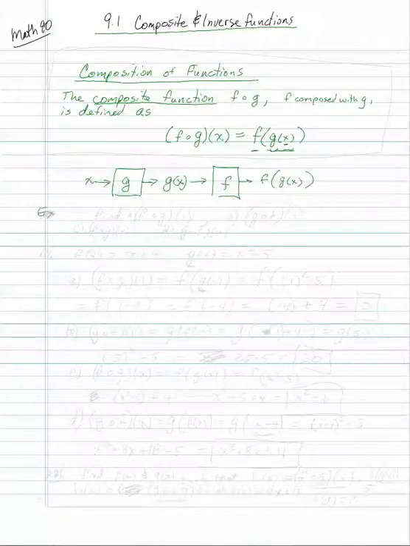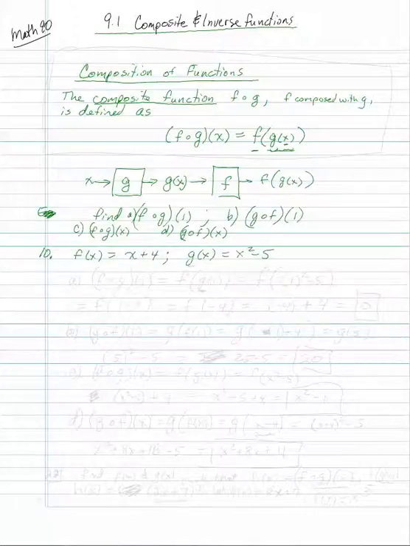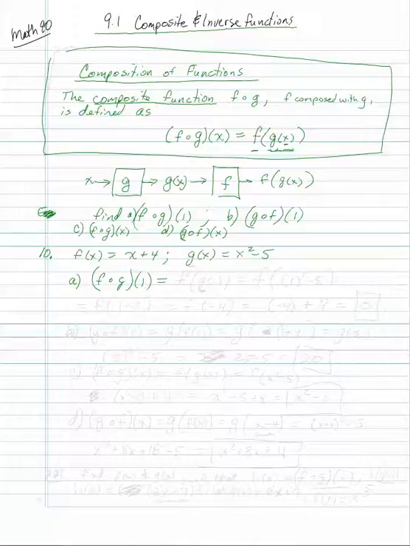So let's look at an example, or let's do an exercise. Okay, so we want to find f composed with g of 1, g composed with f of 1, f composed with g of x, and g composed with f of x. So all four of those things. So f composed with g of 1, we're going to apply the definition, the composition of functions. So it's going to be f of g of 1.